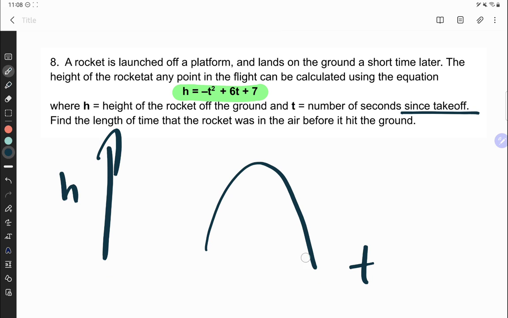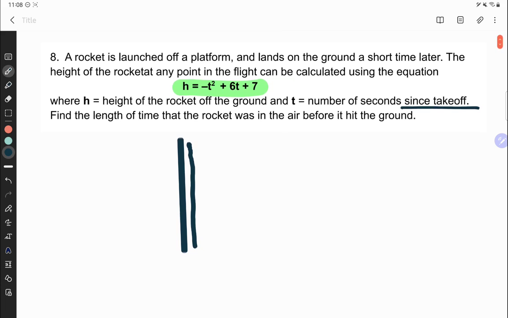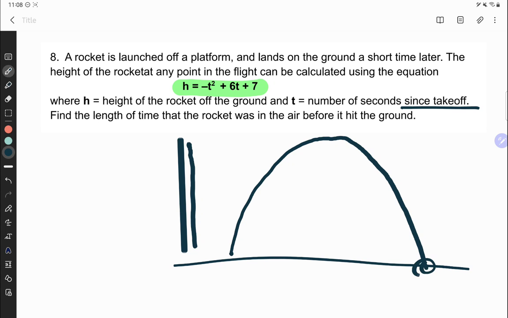So they want me to find out how long the rocket was in the air. So the rocket probably goes up, and then it's going to hit the ground again. Having drawn that height, second by second, it's going to go up, but it's going to slow down. It's going to stop going up and start going down. It's going to start coming down faster and faster, and then boom, it's going to hit the ground.